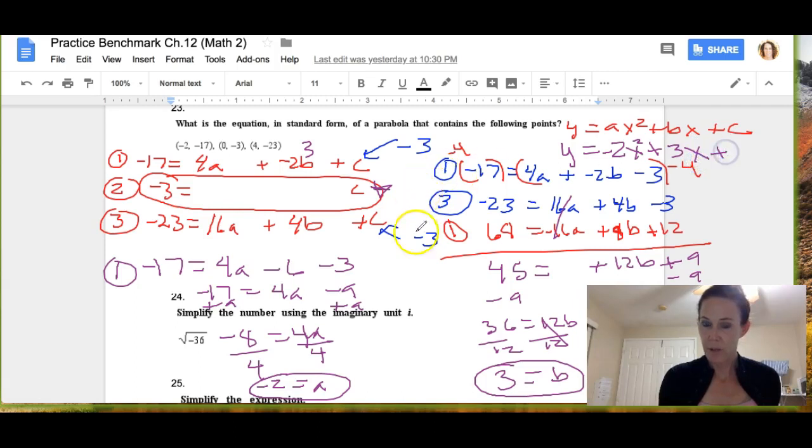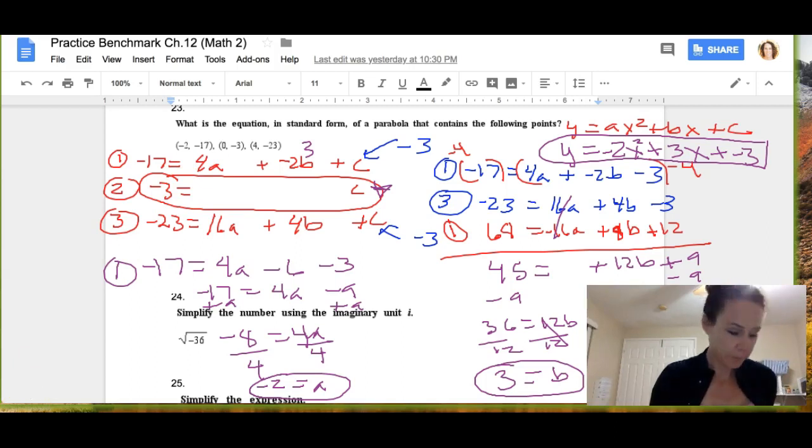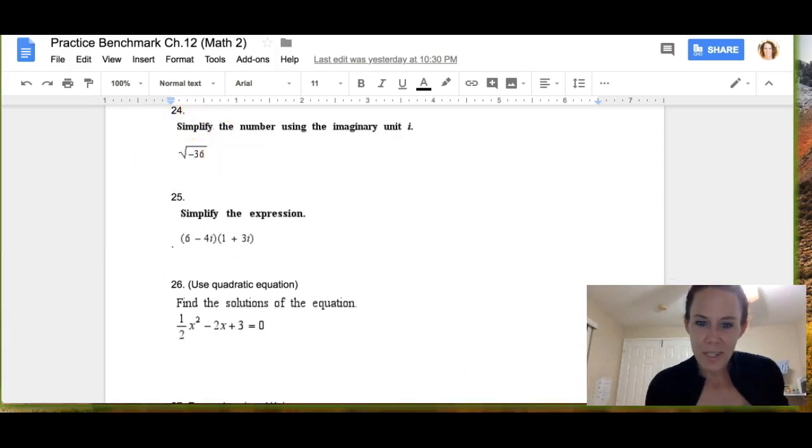And my C value is -3. And there is my equation. And that is a ton of work. I know, 3 equations and 3 variables is quite the trump to work out. Okay, all right, after doing number 23, we need something simple.